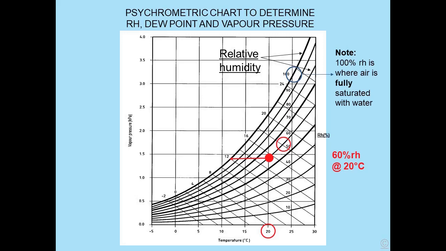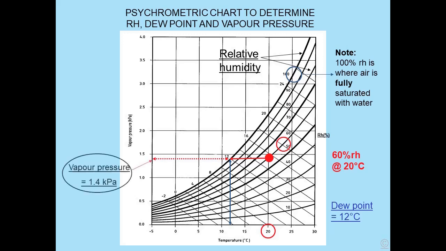We cross the line to 100% and then drop a perpendicular, and this says that the dew point, i.e. the point at which condensation will occur under those conditions, is 12 degrees centigrade. Indeed, we can extend the line even further across to the left to our vapour pressure scale and get 1.4 roughly. So the vapour pressure under those conditions is 1.4 kilopascals and the dew point is 12 degrees centigrade.